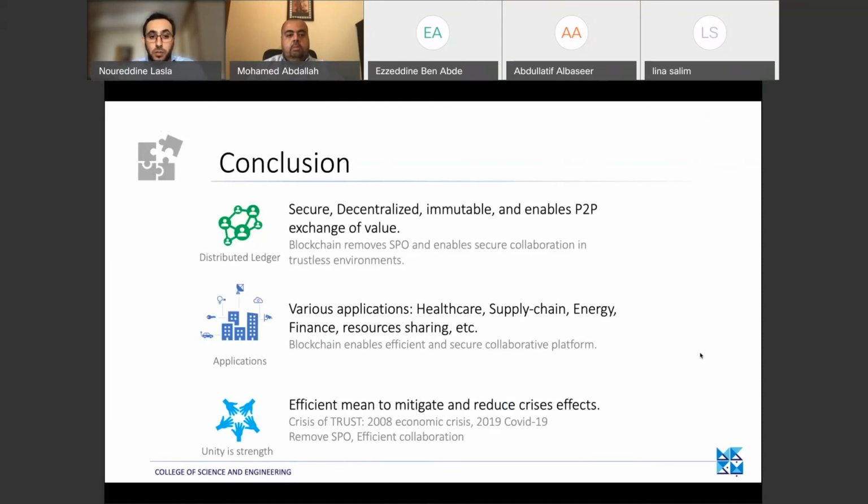We have also seen that, based on these technologies and features, blockchain can enable different kinds of applications in different sectors, from healthcare, supply chain, energy, finance, research sharing, etc. And all of this mainly to enable an efficient way of collaborating between different stakeholders or businesses.